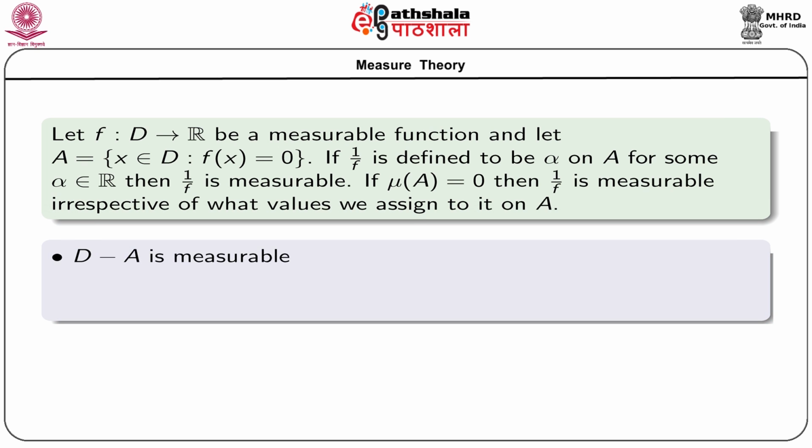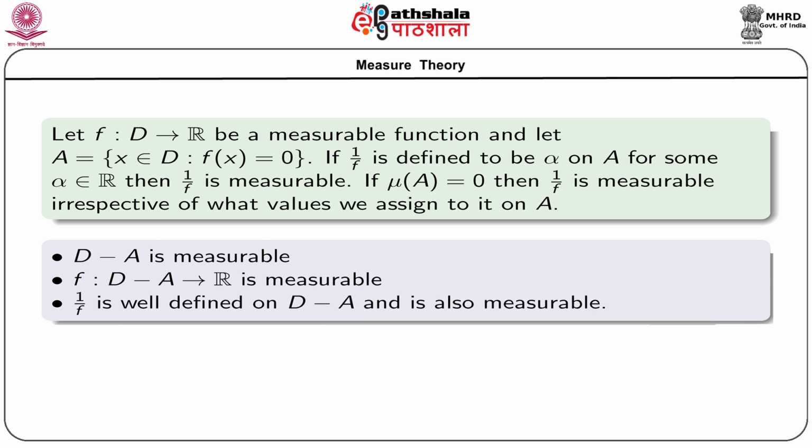First, observe that since f is measurable, the set of x belonging to D where f of x is equal to 0 can be written as the intersection of two sets: f of x less or equal to 0 and f of x greater or equal to 0. So, this set is measurable and consequently D minus A is measurable. And so, f from D minus A to R is measurable. Obviously, 1 by f is well defined on D minus A and so is measurable.